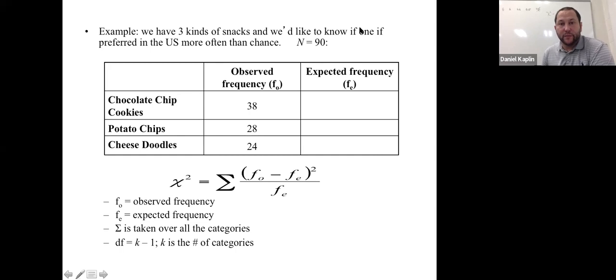All right, so I erased the board, and this time we're trying to evaluate snack food preference. So we're trying to decide if there's an overrepresentation of people who like chocolate chip cookies, potato chips, or cheese doodles. So the data we have is there were 38 people who like chocolate chip cookies as their preferred snack. There were 28 people who liked potato chips, and then there were 24 who liked cheese doodles. So I'm going to stop my share for the time being and put that on the board.